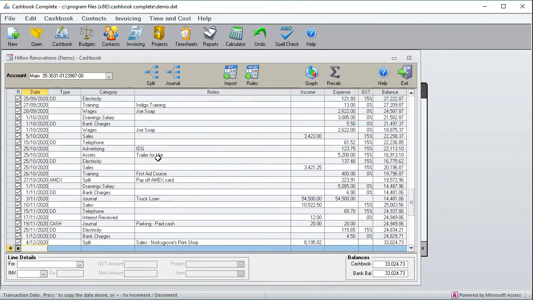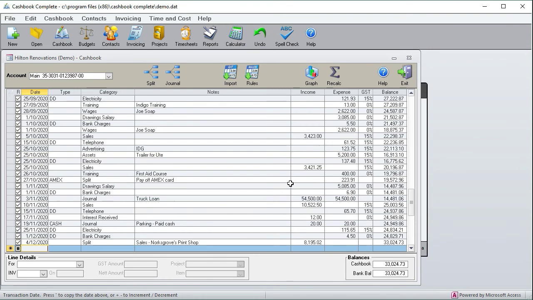So if we go into the cash book, first you need to make sure you've got all your transactions for the GST period that you're printing the GST out for, and all of these must be allocated.